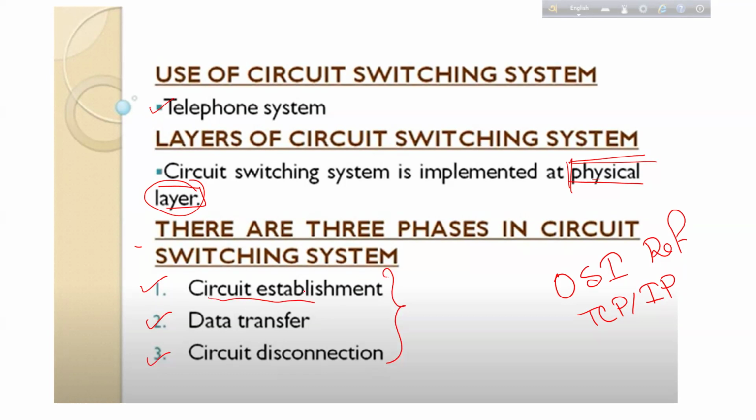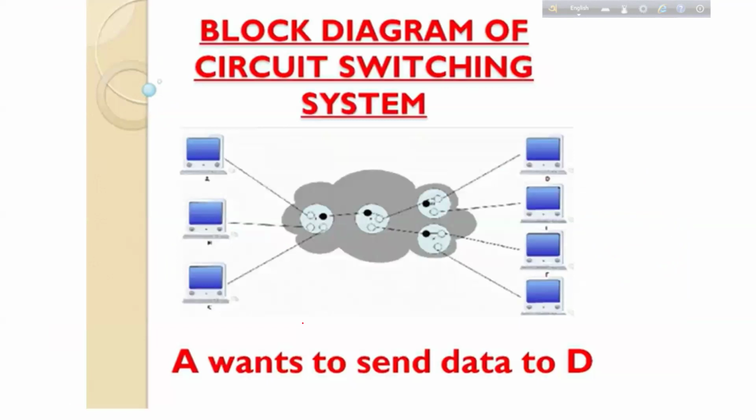Then when the connection is established, I will start transferring data. So the second step is data transfer. It is very obvious that when my data transfer is finished, the circuit connection will be disconnected. So these are the three obvious phases of the circuit switching system. Now this is the block diagram of the circuit switching system.